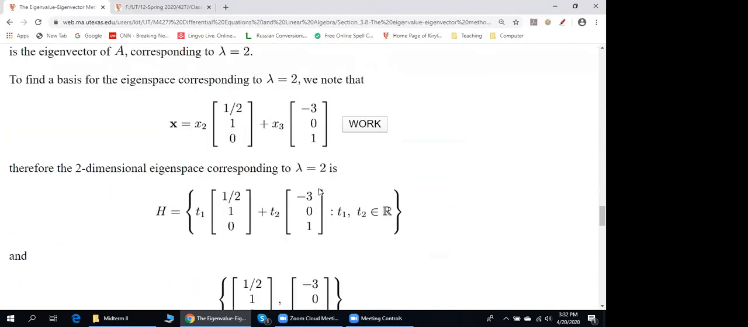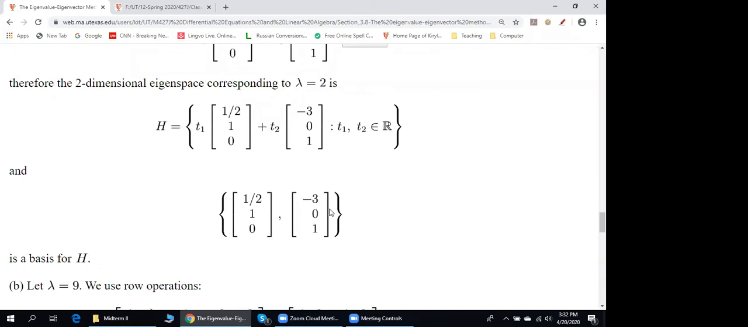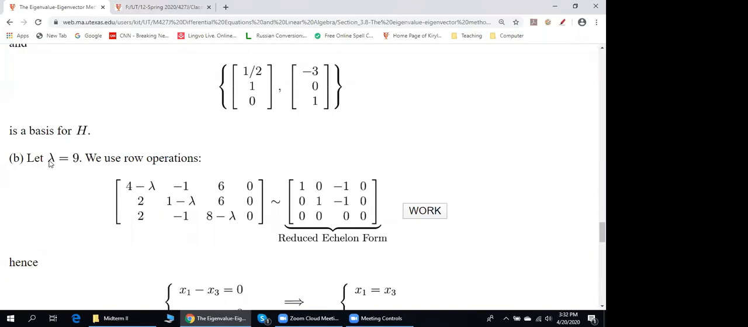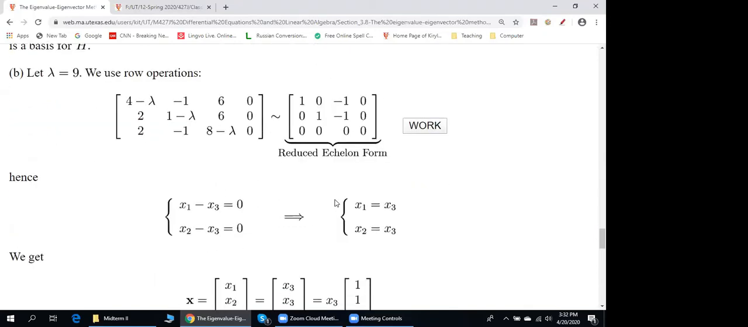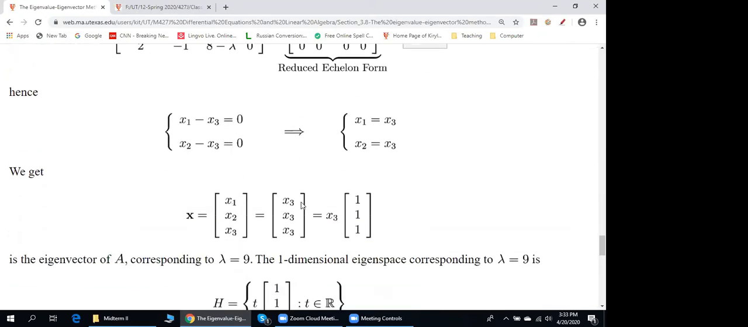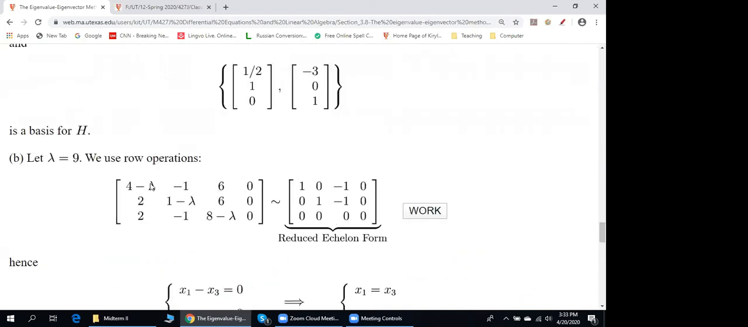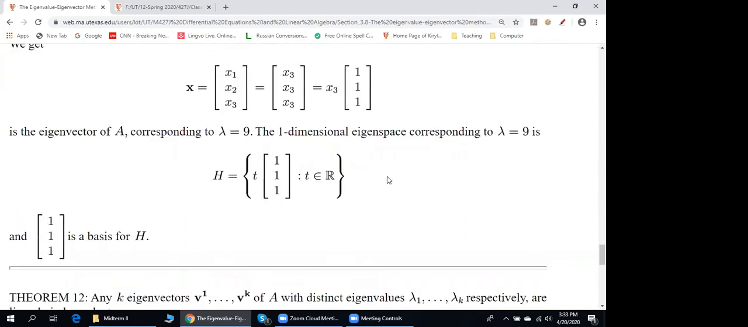So for lambda equal to 2, the eigenspace is two-dimensional. However, for eigenvalue number 2, which is 9, we apply the same procedure. We come up with a corresponding system of equations. We move the free variable to the right. We replace x1 by x3. We replace x2 by x3. We factor out x3. So for the second eigenvalue, which is equal to 9, the corresponding eigenspace is one-dimensional, and here is its basis.